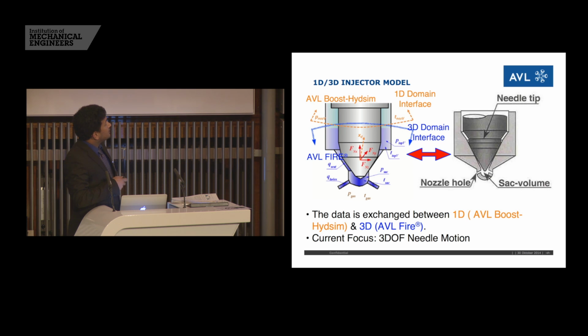And we can see the needle movement, the 3 degrees of freedom needle movement, the temperature of the flow field, and also the pressure. So these three data are communicated between the 1D solver and the 3D solver. And the needle is in a 3 degree of freedom movement. So this is the coupling which I used here for the simulation, for the 3-dimensional movement of the needle.